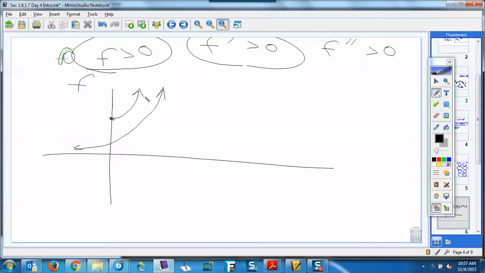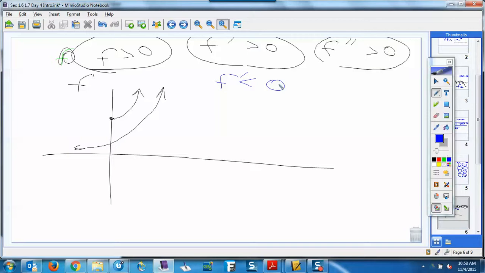Above the x-axis, always increasing, always concave up. Okay? The next one said the same thing, except they wanted F prime to be negative. So now we need a graph that's above the x-axis, decreasing, always concave up, right? Y value, we want F to be positive.